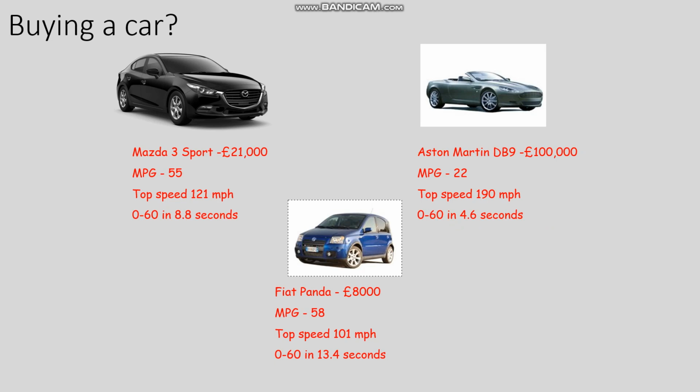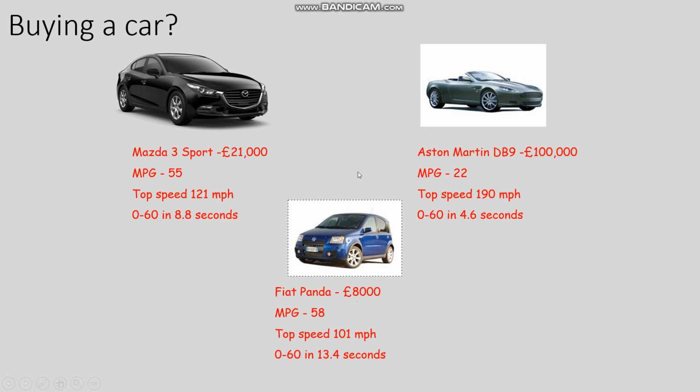Okay, you guys now are of an age whereby in the next 3 years or so, if you're lucky, you might be considering buying a car. And I'd just like to run you through one or two of the factors which you might consider when you're doing that. The first thing, of course, is the price. Here you've got a Mazda 3 Sport, 21,000, an Aston Martin DB9 at 100,000, and more affordable for you guys is likely to be a Fiat Panda, £8,000.